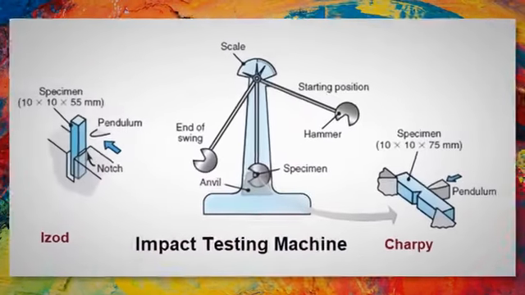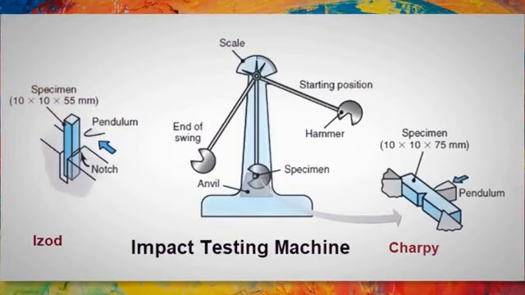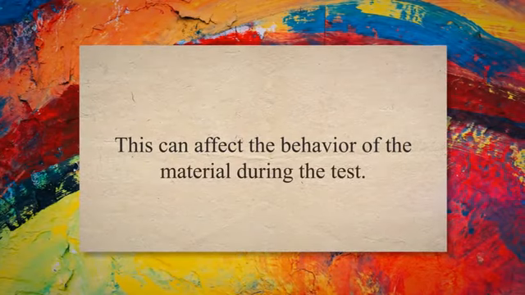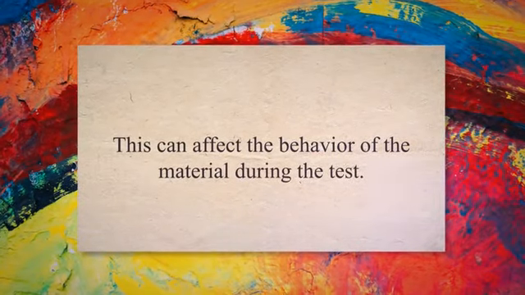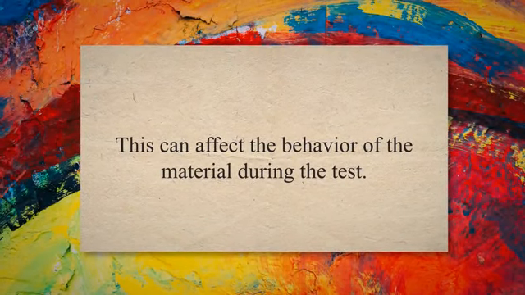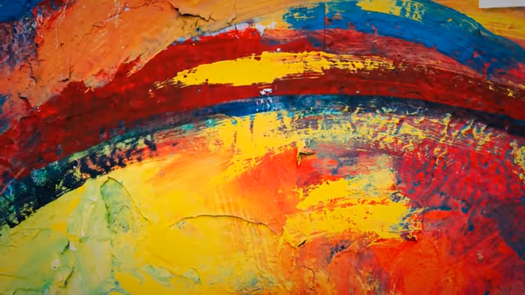Specimen size and shape: Charpy specimens are typically larger and have a V-notch, while Izod specimens are smaller and have a U-notch. Notch shape: the V-notch used in the Charpy impact test produces a sharper notch than the U-notch used in the Izod impact test. This can affect the behavior of the material during the test.